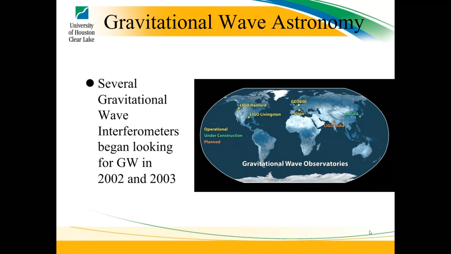And you can see that here in the United States, we have the LIGO sites, which stands for Laser Interferometer Gravitational Wave Observatory. And we have two sites, one in Hanford, Washington, one in Livingston, Louisiana. So the one in Livingston is actually not even that far from here. Over in Europe, there's the GEO 600 project, which is a collaboration between Britain and Germany, and the VIRGO collaboration in Pisa, Italy, which is a collaboration between France and Italy.